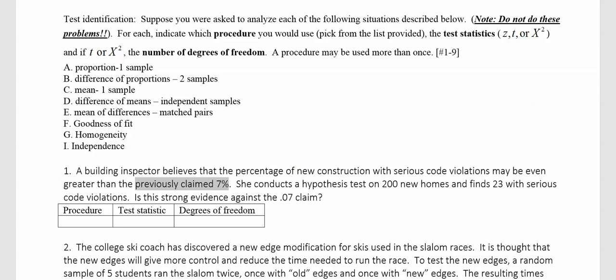Since they gave me one sample of 23 out of the 200, that definitely is a one proportion test. According to my little chart here, that would be A. And all proportion tests, be it one sample or two, are all z-scores, so there are no degrees of freedom for that. But again, the giveaway here is that 7% was the thing that told me what to pay attention to.